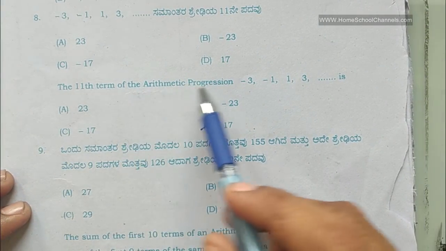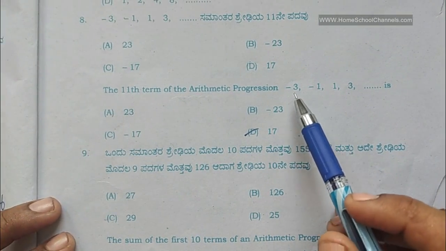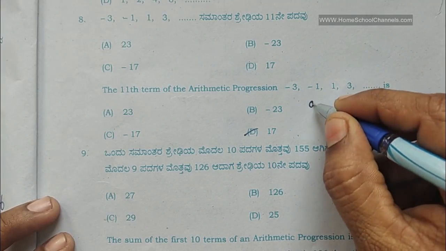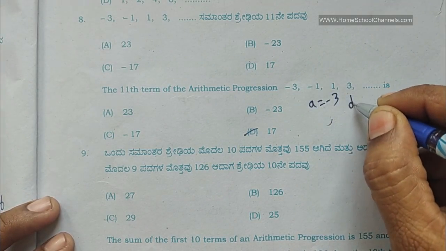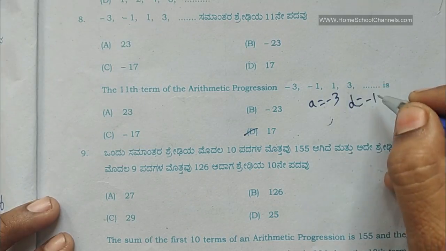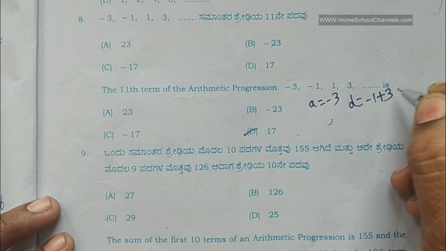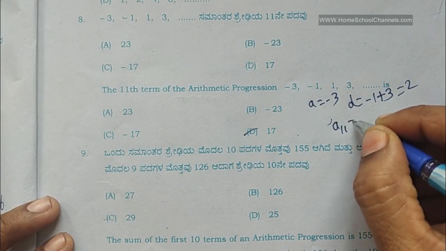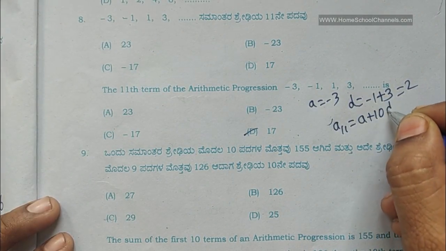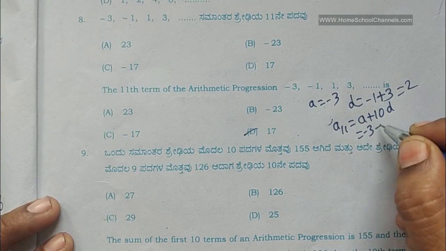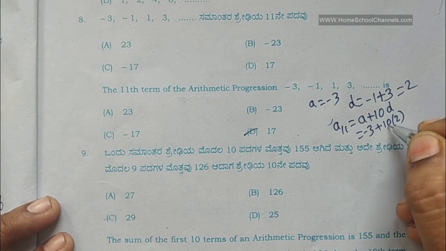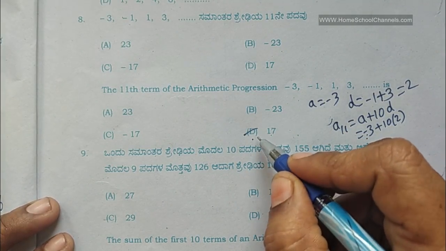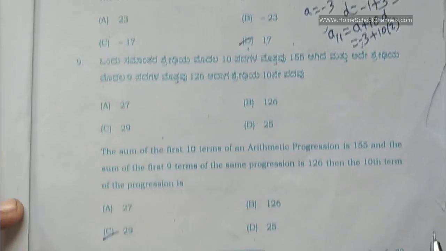Eighth one, the 11th term of an arithmetic progression. You know here in the arithmetic progression given, a is equal to minus 3 and d is equal to minus 1 minus of minus 3, which will be plus 3, 3 minus 1, 2. 11th term, general form a plus 10d: minus 3 plus 10 into 2, that is 20. 20 minus 3 it will be 17. Option D, 17 is the right answer.